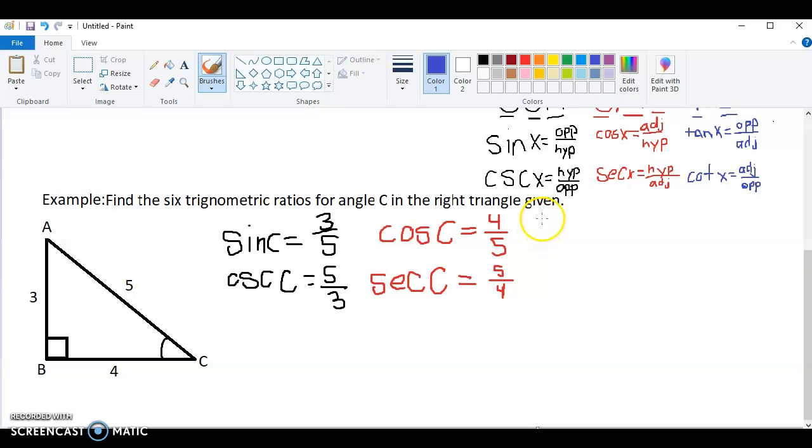Finally, tangent of C equals opposite, which is 3, over adjacent, 4, so 3 over 4, and cotangent of C equals adjacent over opposite, which is 4 over 3.